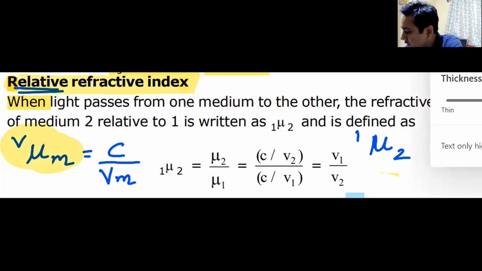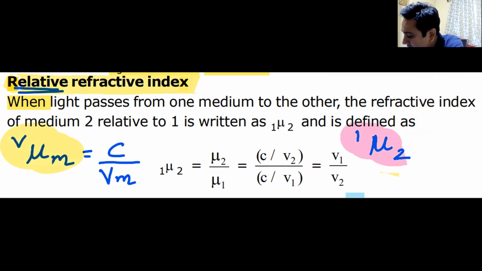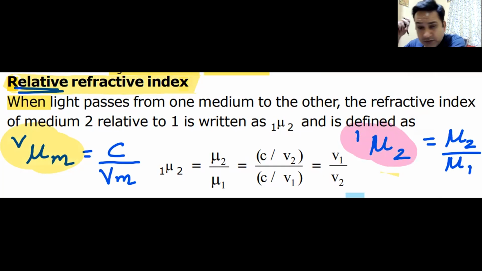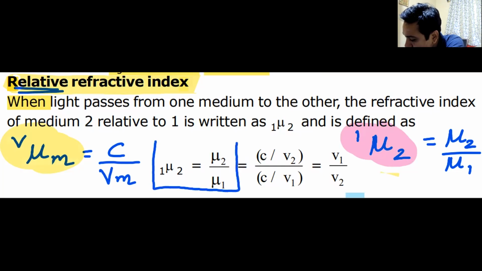Look at that pink highlight. What does that pink highlight mean? Refractive index of medium number 2 with respect to medium number 1. Now that is simply equal to refractive index of 2 divided by refractive index of 1. Remember, when I write mu2, that is the refractive index of medium 2 with respect to vacuum. Mu1 is the absolute refractive index of medium 1, which is nothing but refractive index of 1 with respect to vacuum. Do we understand this?